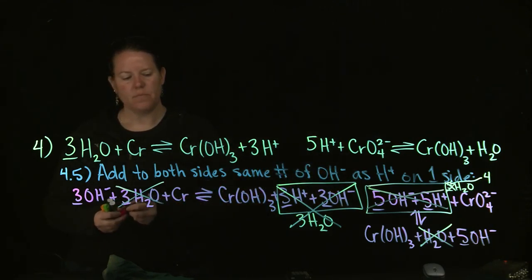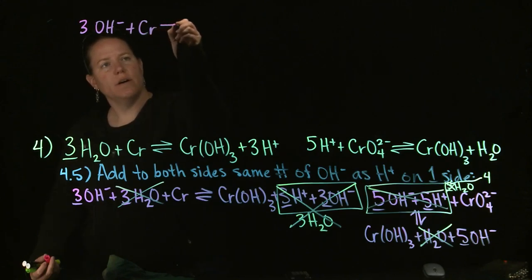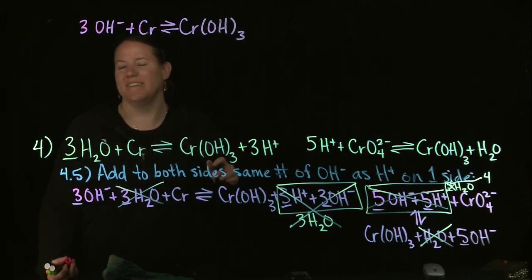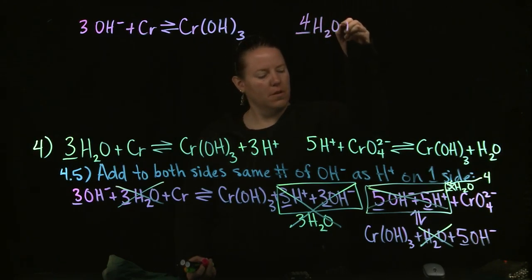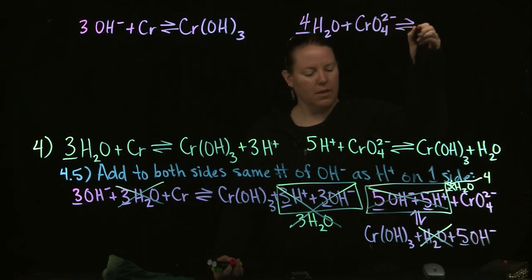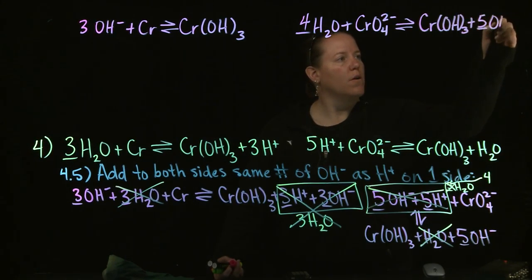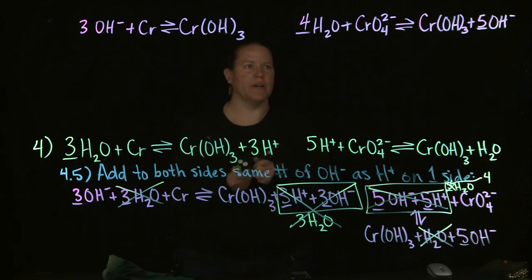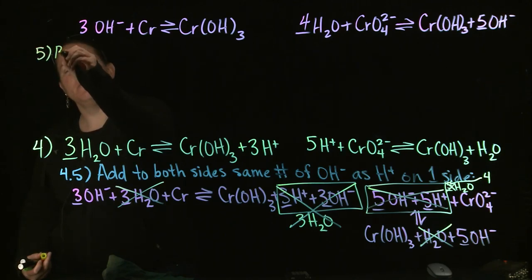All right, so now what I have is 3 OH minus plus Cr gives me CrOH3, which is kind of nice, right? That's easy to write out. 4 H2O plus CrO4 2 minus gives me CrOH3 plus 5 OH minuses. Okay, so that's where we are. That's what we've gotten to. This step is to balance the charge, right? So you're going to balance charge.